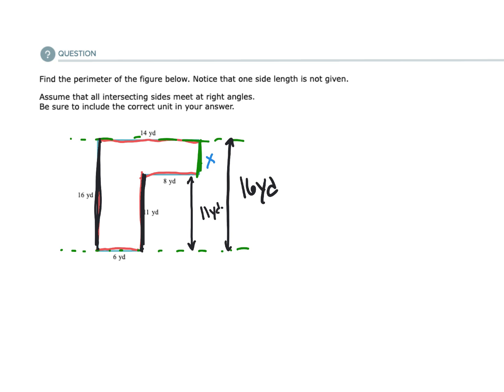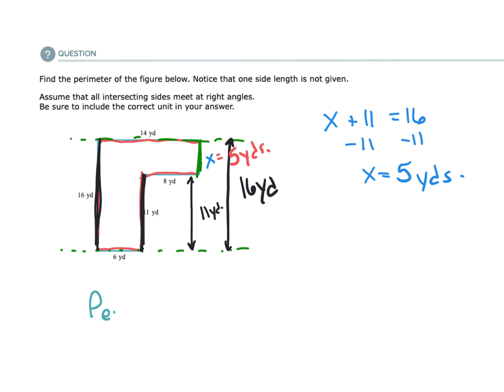So a couple ways you can do this. You can say this missing side plus the 11 has to equal 16. So if I subtract 11, I get x equals 5. And that would be yards. You can also just think about it: what number do I have to add to 11 to get to 16? And again, that would be 5. So that one is 5 yards. So now we know that missing side.